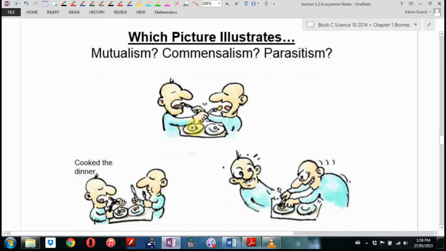How about let's use an M for mutualism, a C for commensalism, a P for parasitism. The top middle picture, do you think that's mutualism, commensalism, or parasitism? Both benefiting. What about the left picture where one person cooked the dinner and both are eating? One person gets a benefit, the other person is neither helped nor harmed. And here is parasitism. One person's taking the food from the other person after eating their own food too.